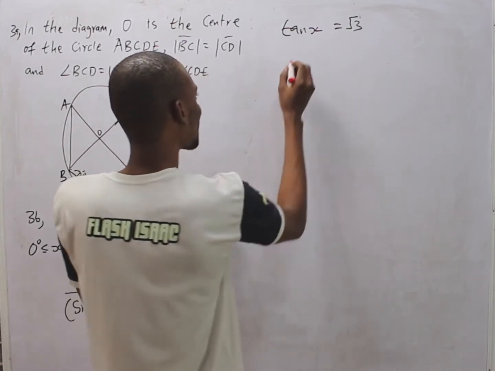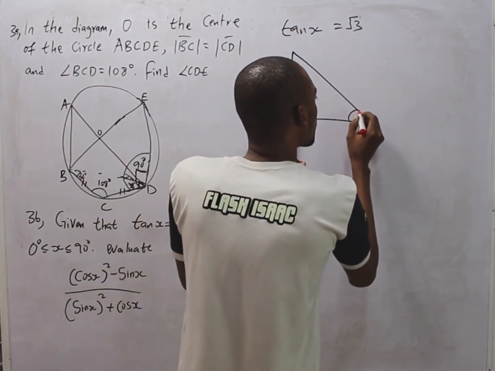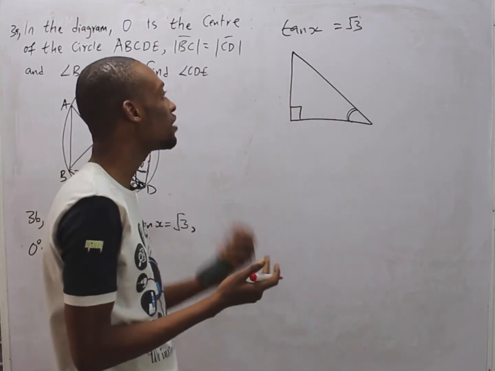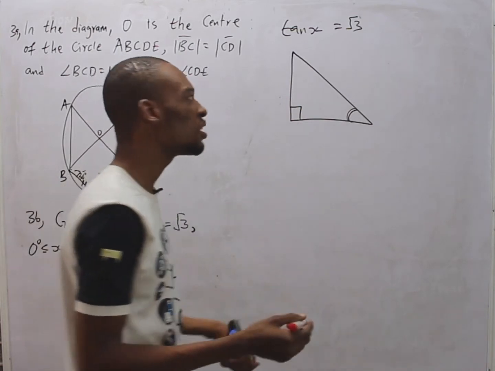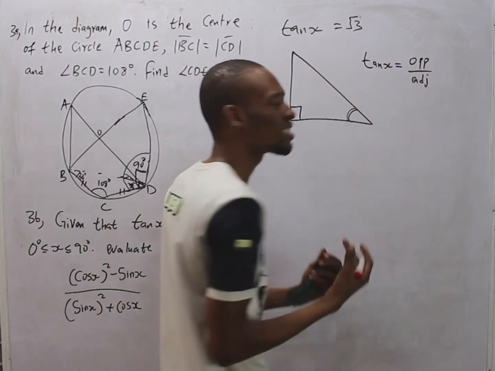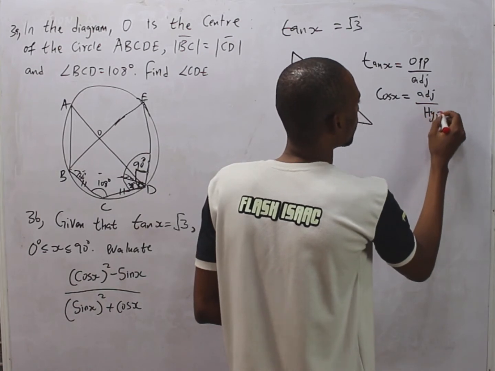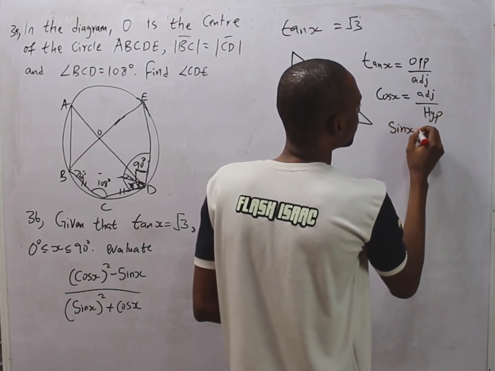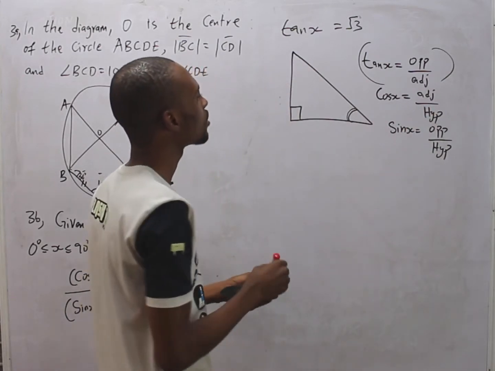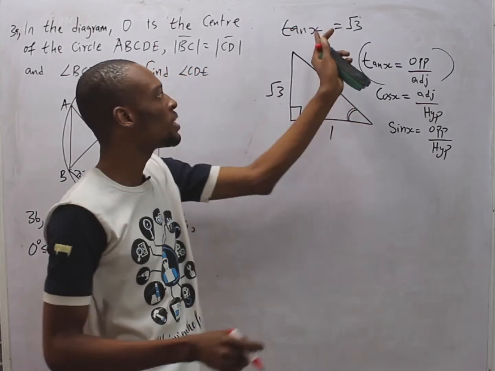First thing that comes to mind, right angled triangle. This is 90 degrees. This is another angle. You can name the sides or leave it. You can say A, B, C, or you can leave it. If tan S is root 3, and we know that tan S is equal to opposite over adjacent, and cos S is equal to adjacent over hypotenuse, sin S is equal to opposite over hypotenuse. From tan S is opposite over adjacent, this means opposite is root 3 and adjacent is 1.